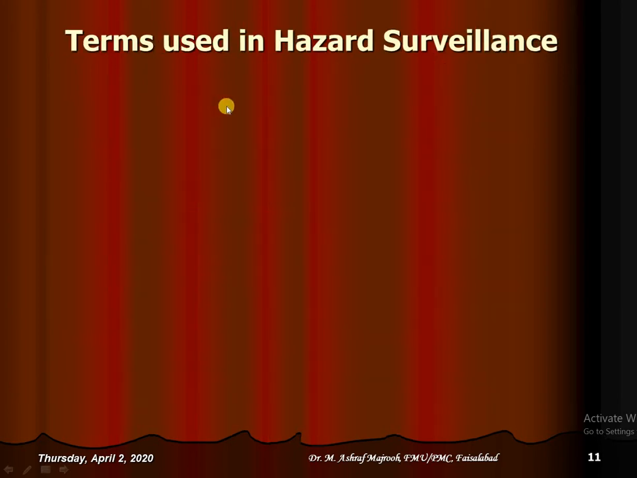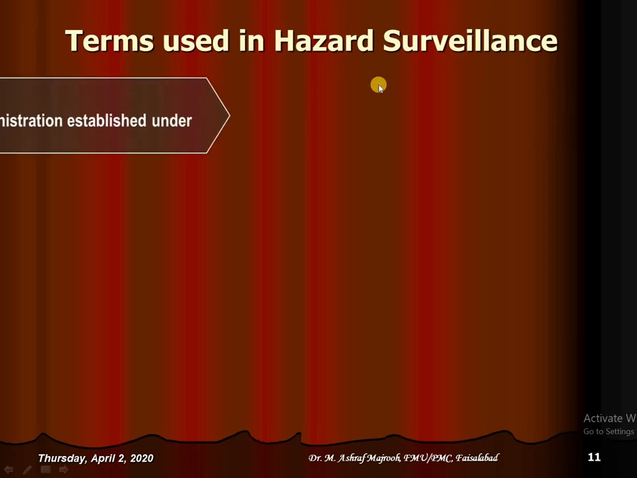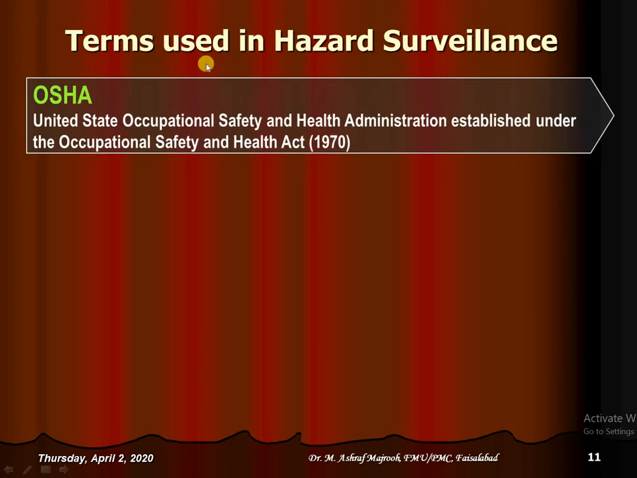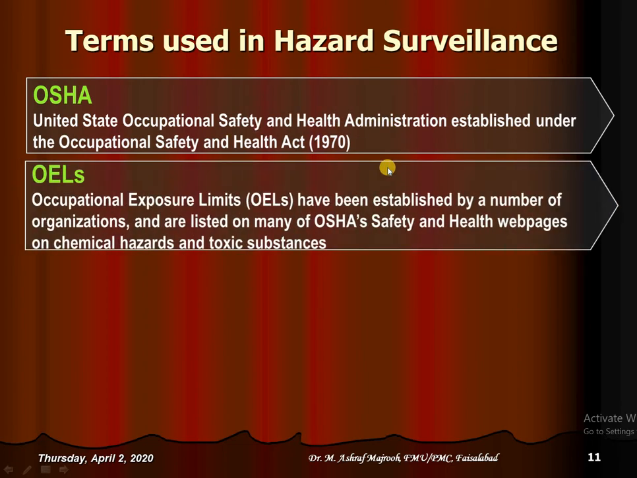Then there are terms used in health surveillance that have to be kept in mind. Occupational Safety and Health Administration. This is the institution created by the United States, and it is under the act which is also known as OSHA, Occupational Safety and Health Act. But this organization is known as Occupational Safety and Health Administration.